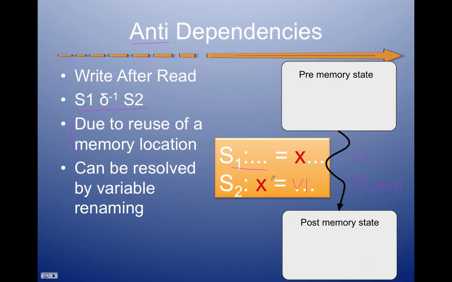One way to remove these dependencies is to rename this X, for instance, with X prime here, and in the remainder of the code, and the dependencies, in that case, will be gone. I can have the execution in any order, S1 or S2.